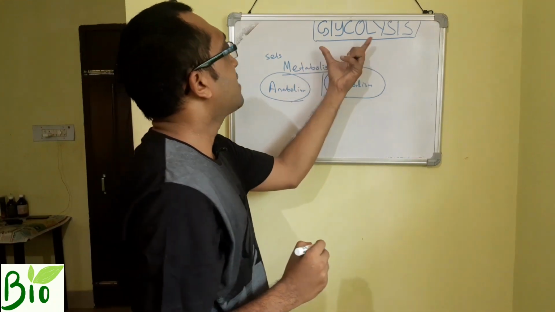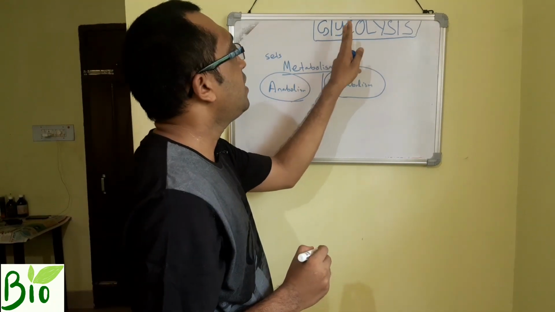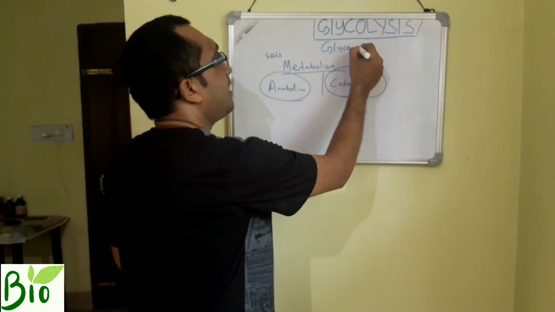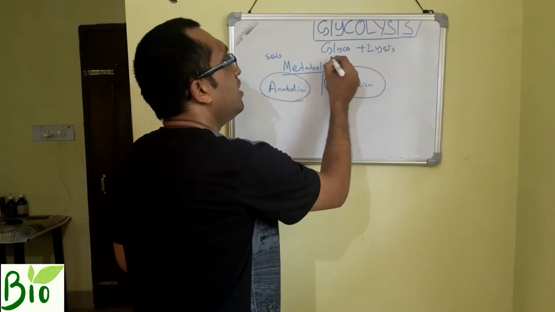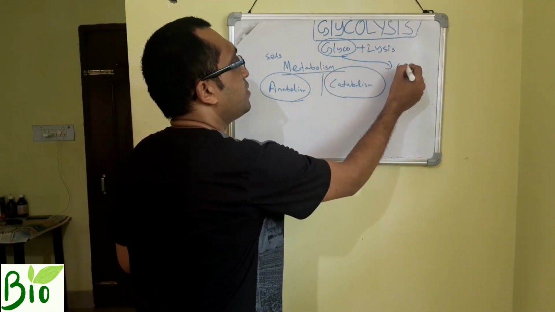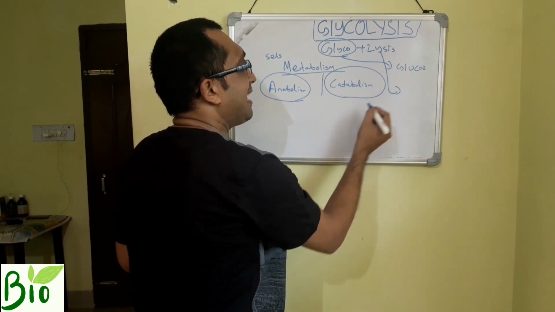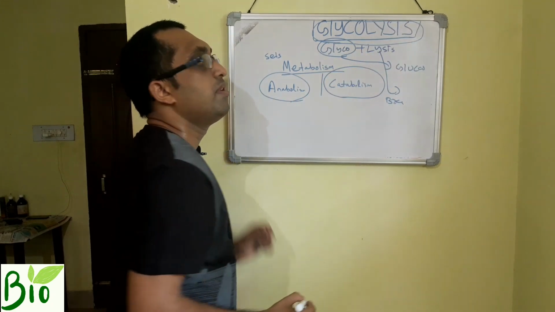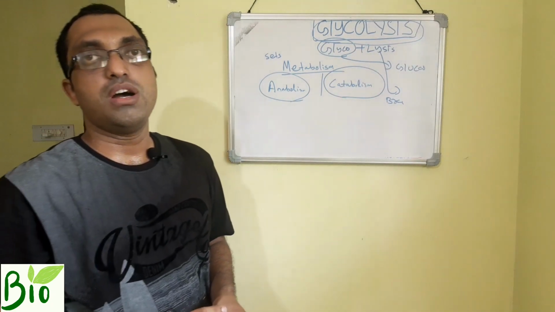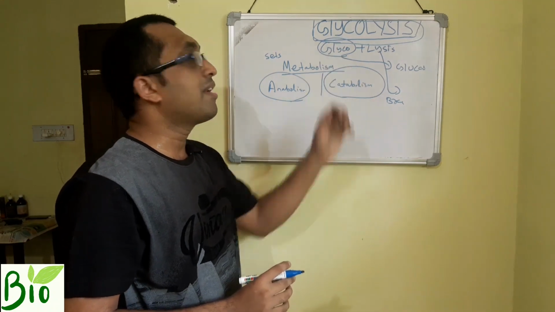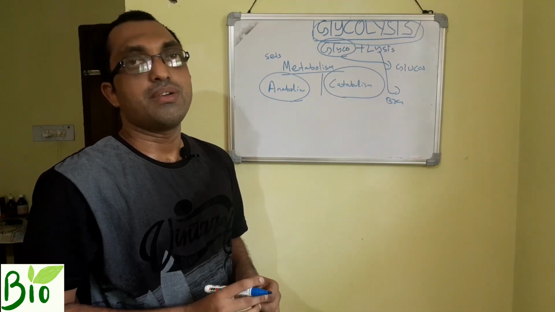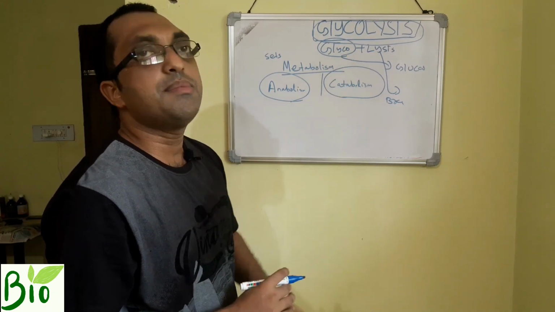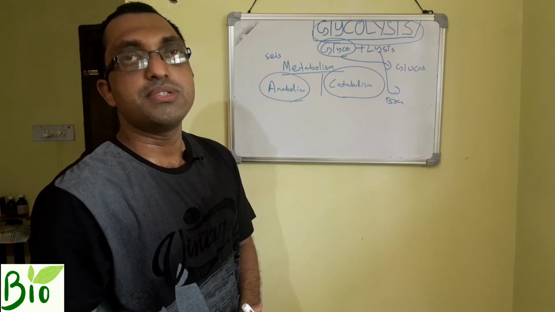See, the name indicates it. Glycolysis is a fusion of 2 words: glyco and lysis. Glyco indicates glucose, and lysis indicates breakdown. So glycolysis is the breakdown of glucose. So it indicates glycolysis is a catabolic process. And a catabolic process must be an energy producing process.